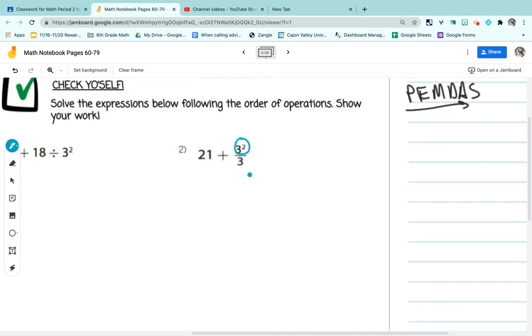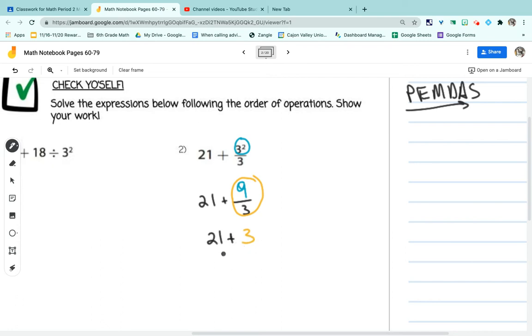3 to the second power is 3 times 3, which is 9. So that's going to be 9. The denominator, 3, stays the same. So it'd be 21 plus 9 over 3. Now, 9 divided by 3 is a division problem, and that comes next because we did exponents. Next would be multiplication and division, and this is technically a division problem, 9 divided by 3. 9 divided by 3 is 3, and so we still have that 21.